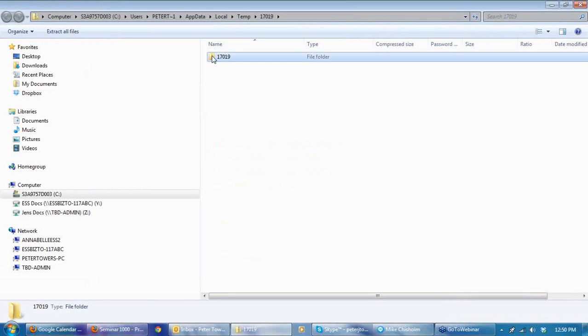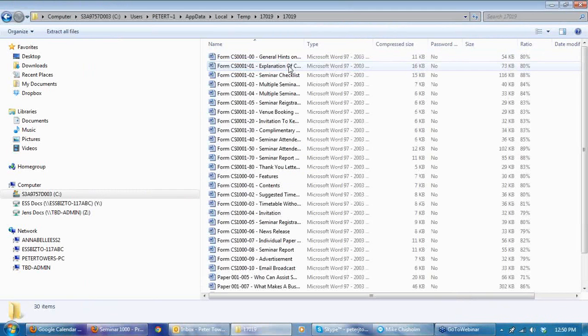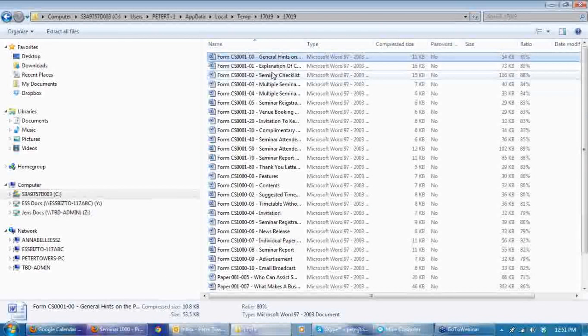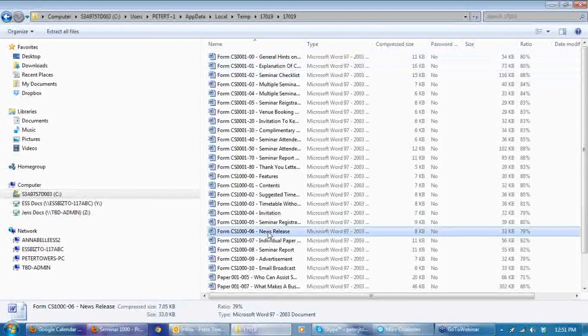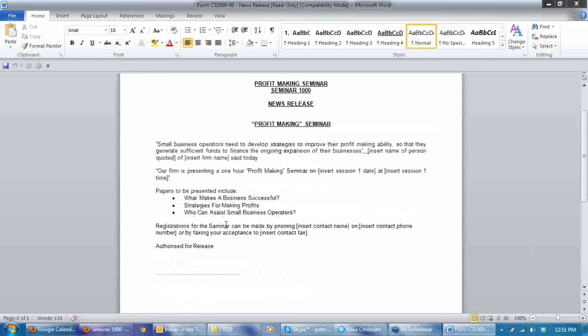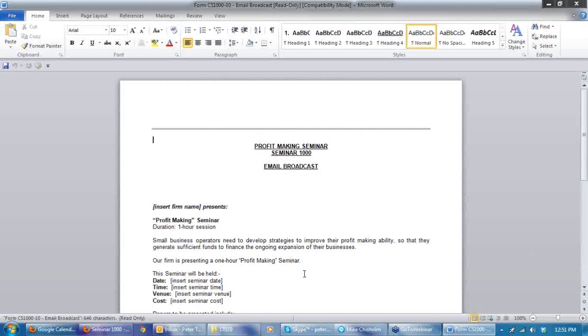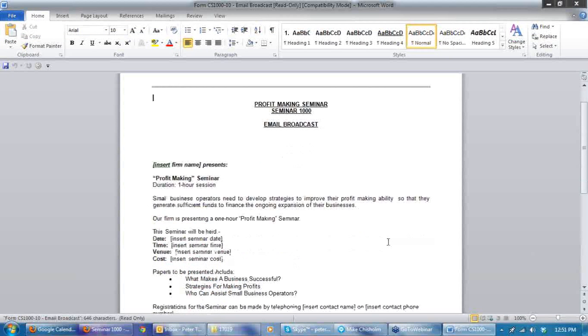So what's included is, first of all, some generic material, general hints on the presentation of a seminar, which you could read at your leisure. There are some registration forms. Then there's material just pertaining to this particular seminar. So a suggested news release, you might put that to the local media, which they might run depending where you're located. More chance of being run in regional and country areas, but there are free newspapers in the cities. There's an email broadcast that you could send to your clients and other people that you've got on your database.